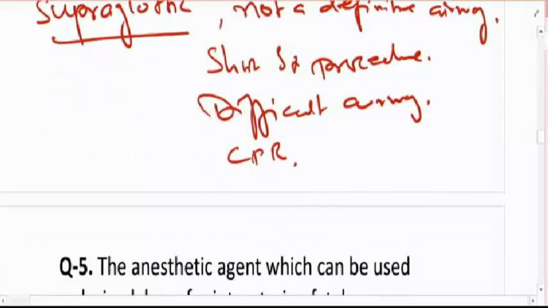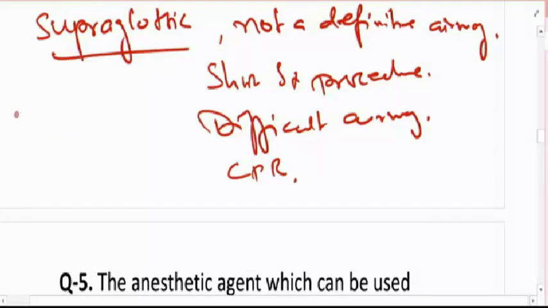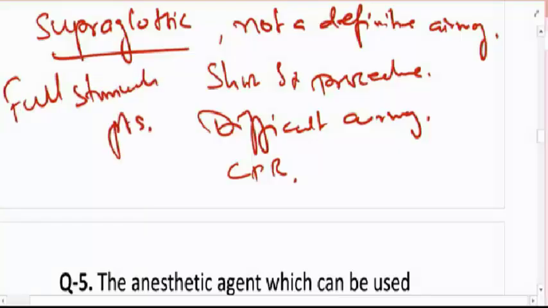Contraindications to LMA are full stomach patients. For example, a patient who has had a recent meal has a full stomach, and therefore is a contraindication for LMA. Similarly, pregnancy, hiatus hernia, right? Morbidly obese patients, all these are considered to be full stomach. Full stomach means any patient who has got a higher gastric residual volume.